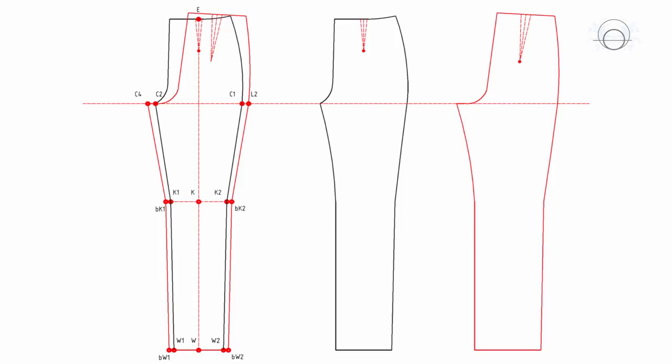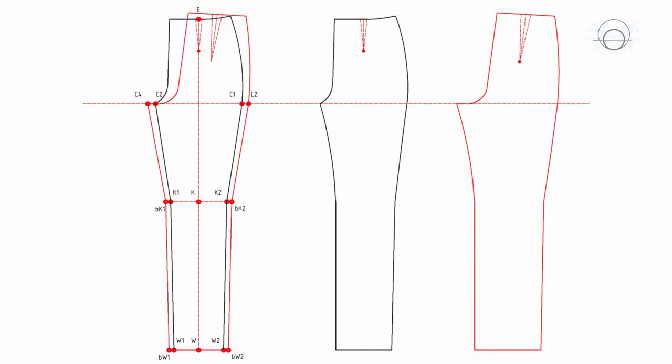Connect C2, K1, W1, W, W2, K2, and C1, and complete your front pattern. Now, connect C4, BK1, BW1, W, BW2, BK2, and L2. This step completes your back pattern.